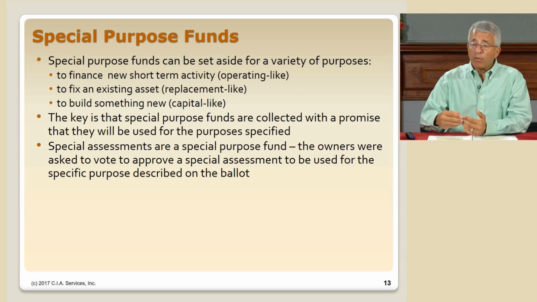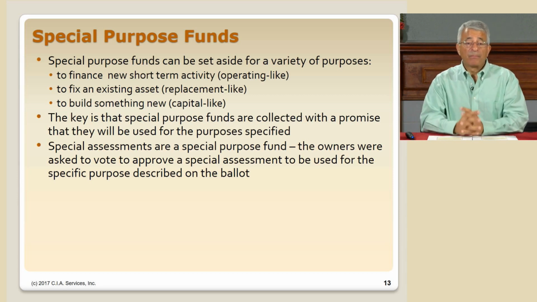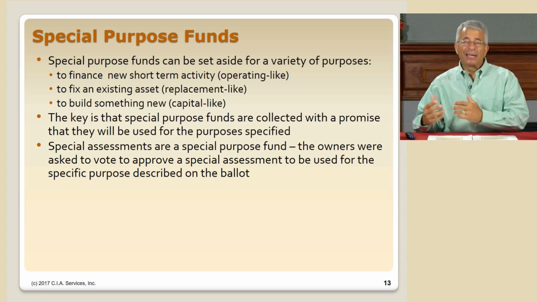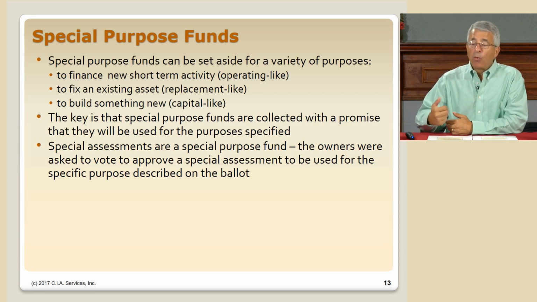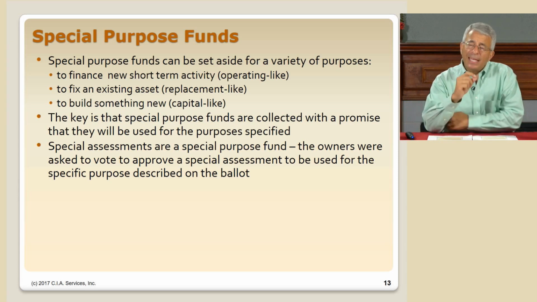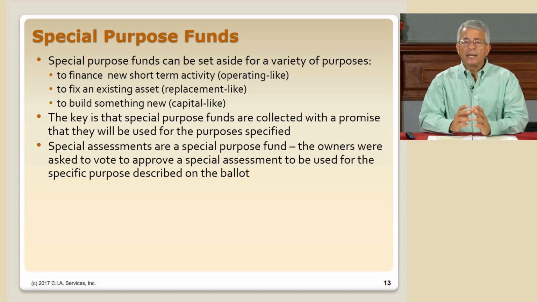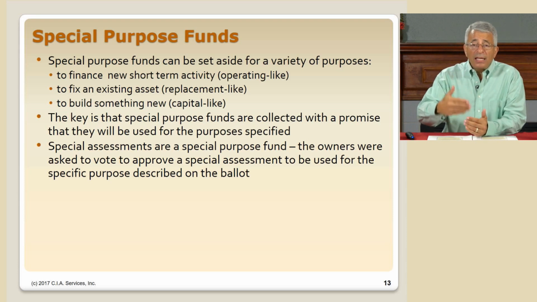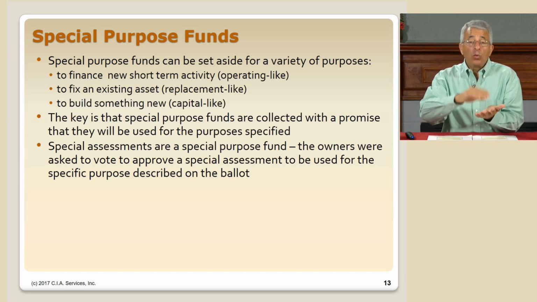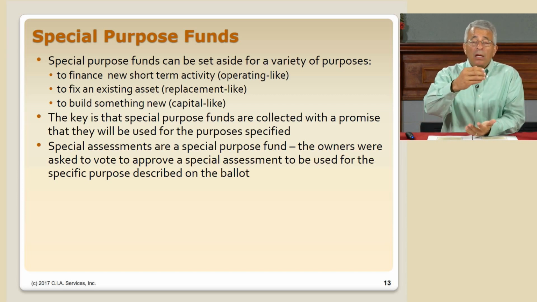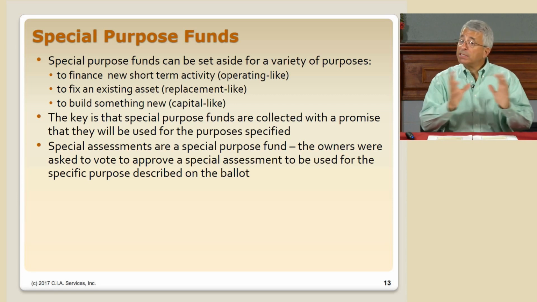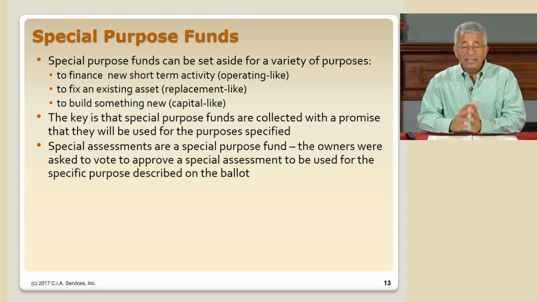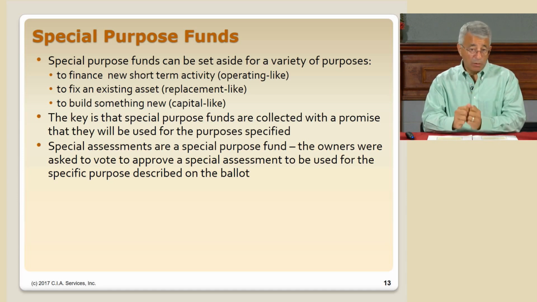So a special assessment, for example, to fix the roads. Or it might be a capital-like special purpose fund. We want to build that playground, and we haven't put any money aside for it. The key and what makes a special purpose fund important is that you are collecting money from somebody, and you're promising that if they give you that money, you will use it exactly as you said you would. It doesn't go into some general fund. It is money set aside for the purpose that you promised to use it for.